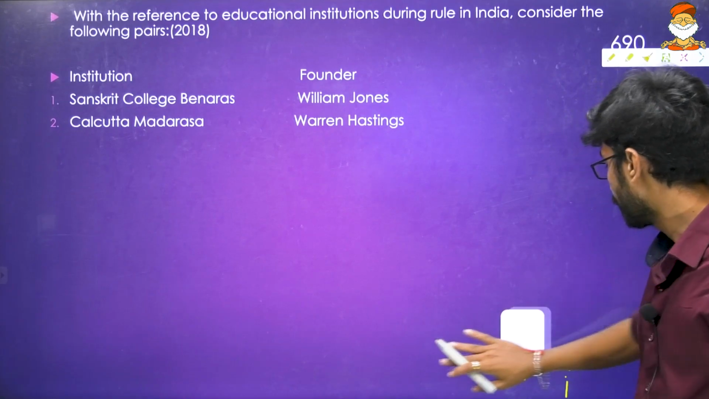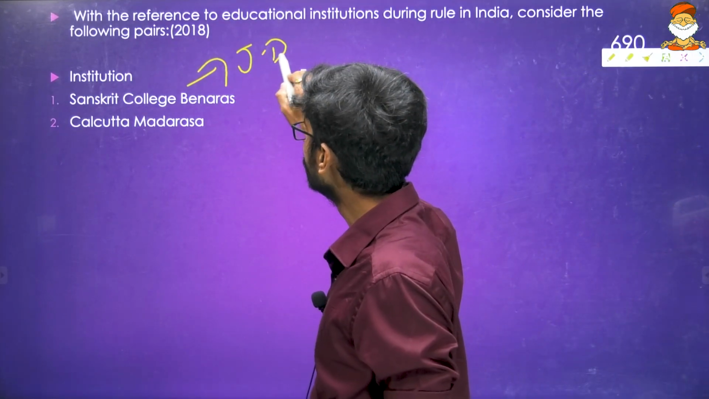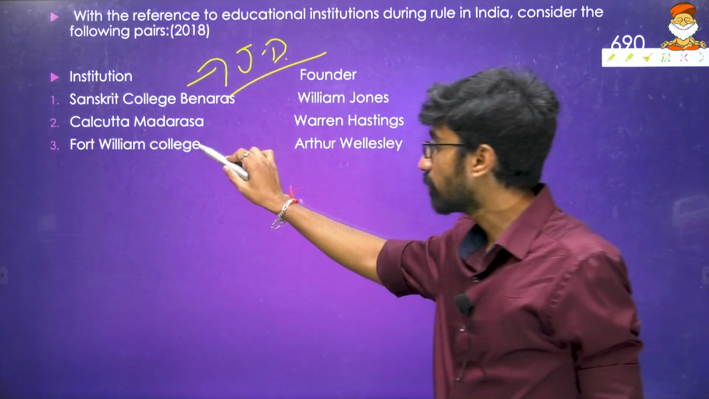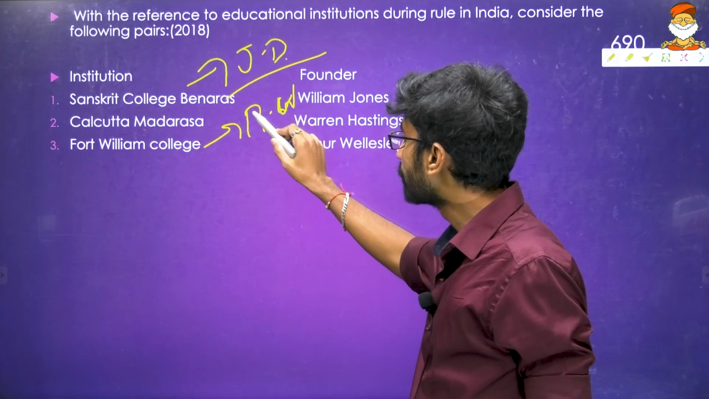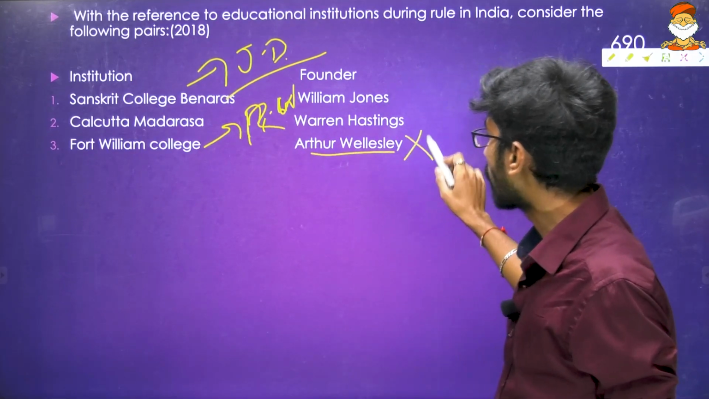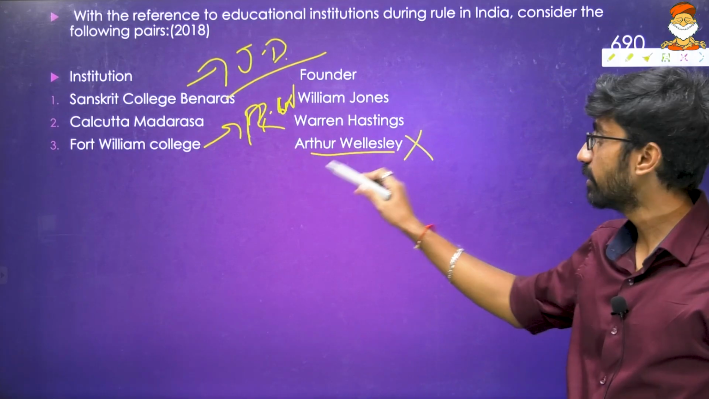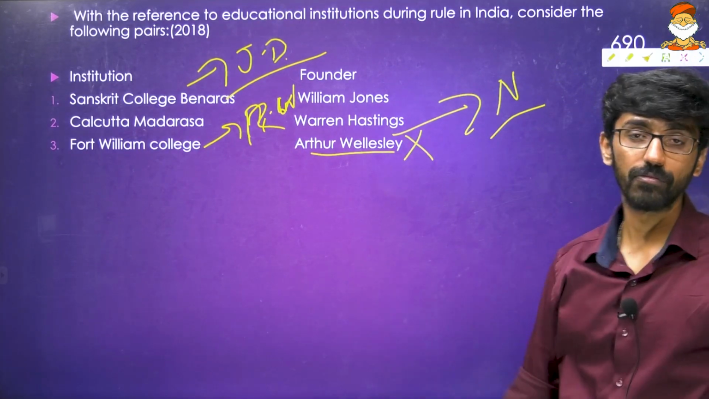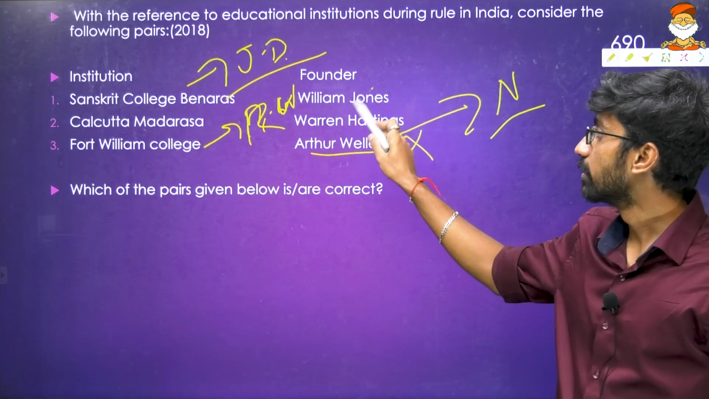This is true. Sanskrit College Banaras was established by Jonathan Duncan, not by William Jones. Fort William College was established by Richard Wellesley. Both are brothers, okay, not Arthur Wellesley. Arthur Wellesley is the one who defeated Tipu Sultan in a battle, but the Governor General was Richard Wellesley, and Arthur Wellesley is also the one who later defeated Napoleon in the Battle of Waterloo. So this is wrong.